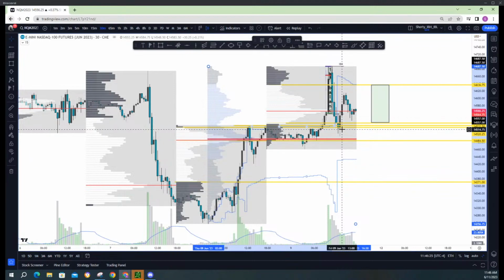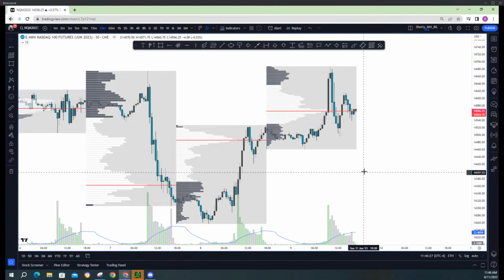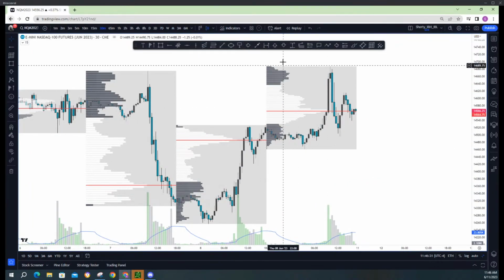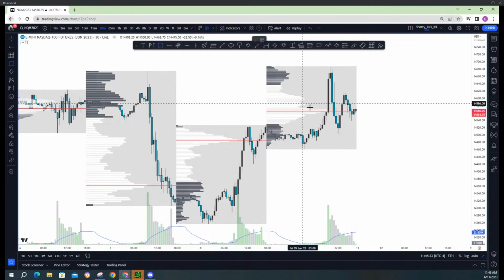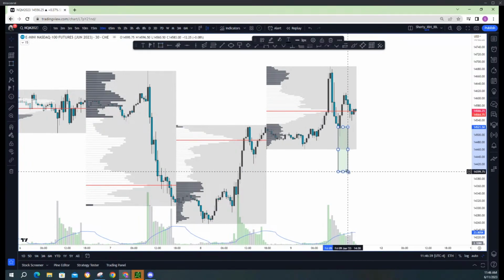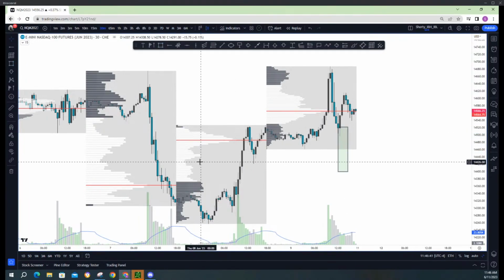I'm sorry, Shorty. Say that again, please. If the initial balance high was the same as the previous day's value area high, what would that tell you in terms of the type of day you might have? Probably a range day. A D-shaped day. Consolidation. Yeah, probably a consolidation and a range day.